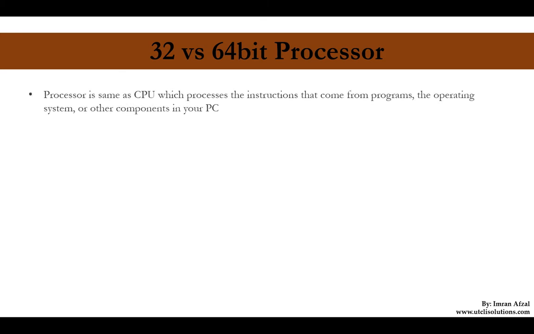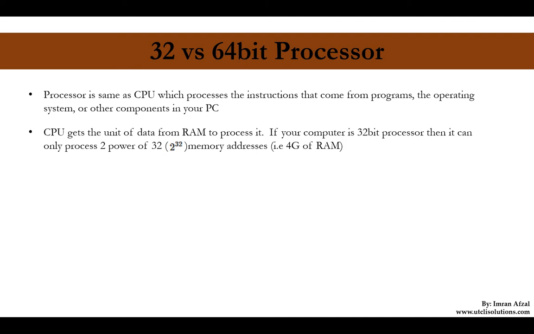A processor, first of all, is the same as CPU, which stands for Central Processing Unit, which processes the instructions that come from programs, the operating system, or other components in your computer. All right, so let's put it this way. CPU, we know, gets the unit of data or that information from RAM. RAM is memory, and when it gets it, it processes it. Now, if your computer is 32-bit processor, then it can only process 2 power of 32 memory addresses, and that equates to 4 gig of RAM. So it means your computer cannot process more than 4 gig of data at a time.